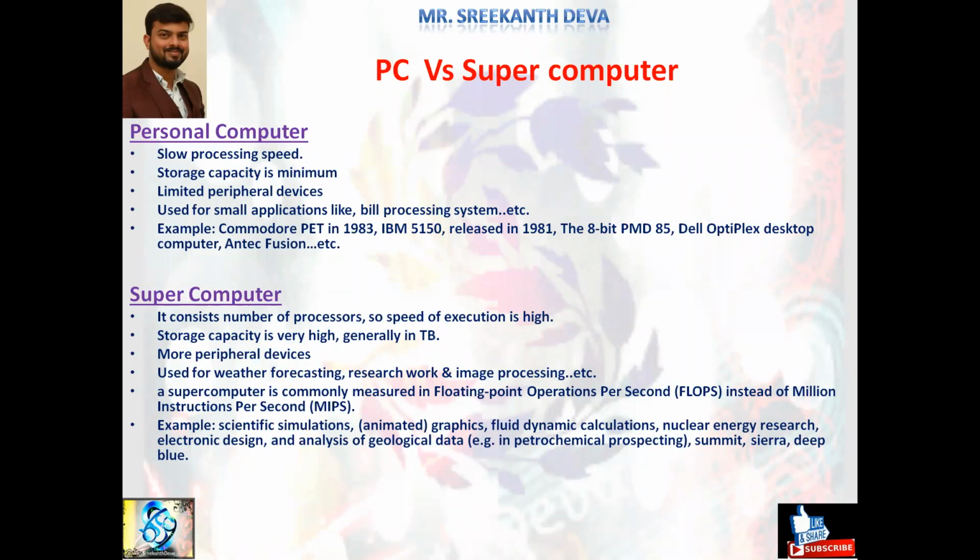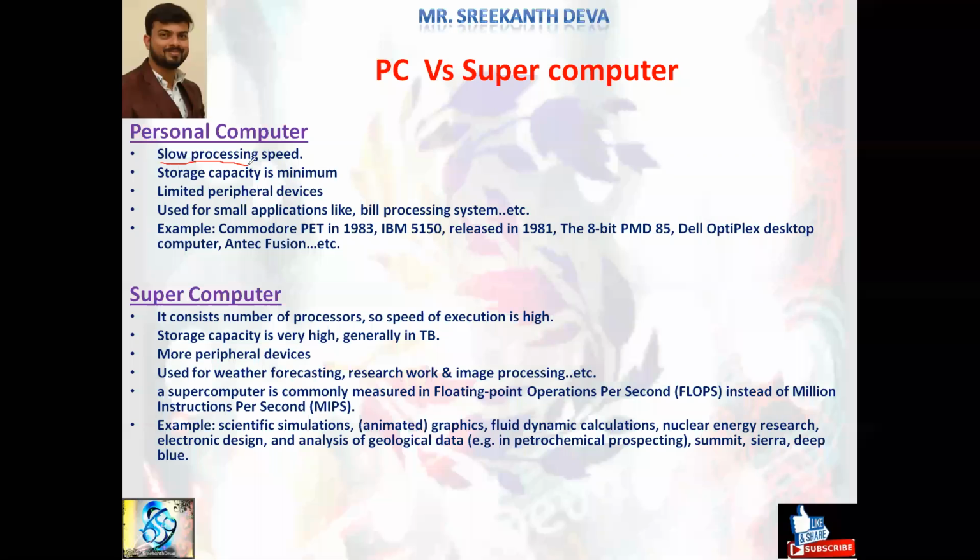But in this session, I am giving some differences between personal computer and supercomputer. A personal computer has slow processing speed comparatively. The supercomputer uses a number of processors, so its speed of execution is higher than a personal computer. Why? Because a personal computer consists of only a single processor, but a supercomputer consists of many processors to process it.